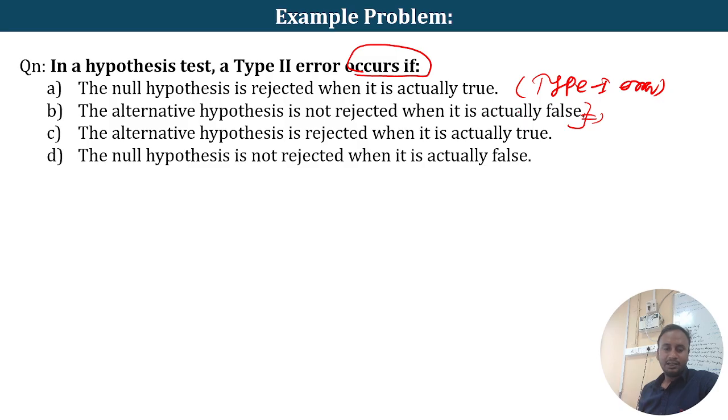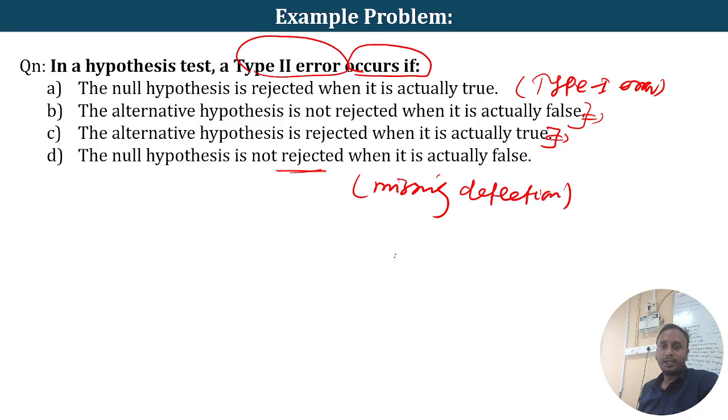The alternative hypothesis is our agenda. Understood? The statement is actually false. The alternative hypothesis is rejected when it is actually true. Again, when we talk about type 1 and type 2 errors, it is more related to the null hypothesis, not the alternative hypothesis. Because for the alternative, either we reject it or we accept it, based upon the evidence. But we'll not relate it to the type 2 error. Now, the null hypothesis is not rejected: it's a missed opportunity, a missed detection. Type 1 is actually a false alarm.